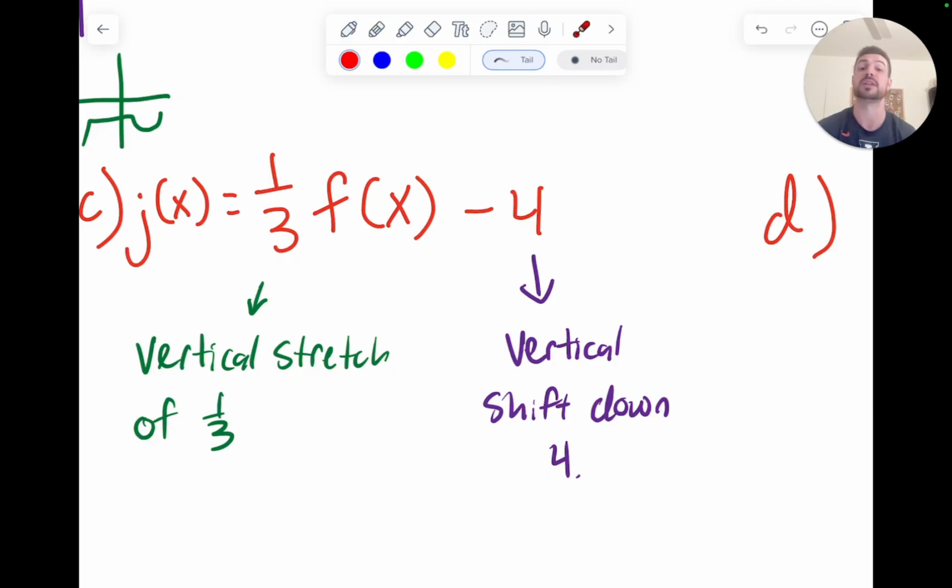Okay? So I know it was a lot. Tomorrow we will do horizontal transformations, and then we'll take some time of doing horizontal and vertical together.